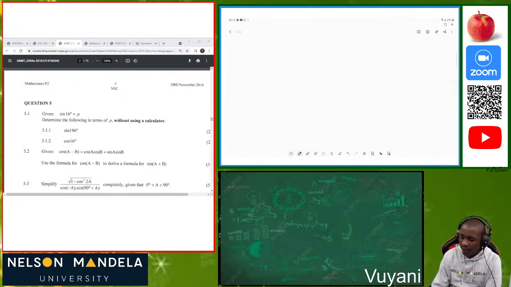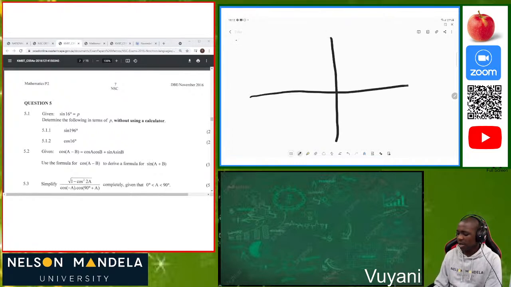Now, in grade 11, this is when it started to be core. In grade 11, first things first, we were taught about the reduction formulae.